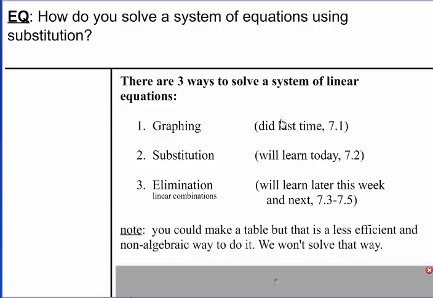Now, you could make a table, but that's less efficient and it's a non-algebraic way of doing it. We're not necessarily going to solve that way. The only time that might be okay to use is if you're doing a work sample and, as part of your reflection, you want to verify that what you've done previously is the correct answer. Then you can make a table to help you verify that your answer done a different method is correct. Otherwise, we're not going to use the table much.